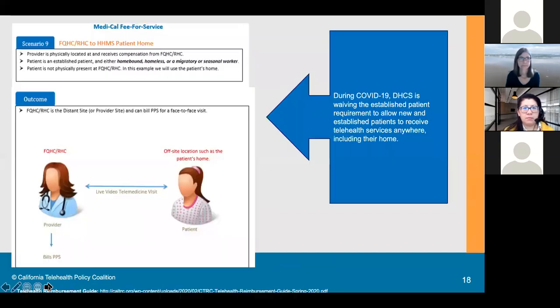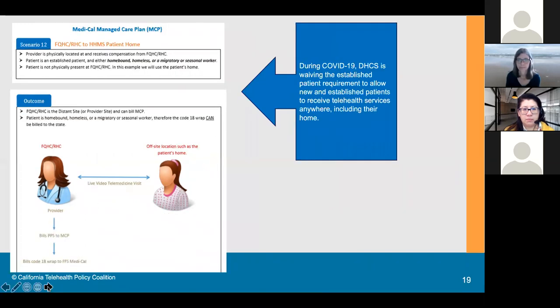Next slide, please. Again, here is a telehealth billing scenario for Medi-Cal in which the patient is located at home. FQHCs and RHCs serving as the distance site are able to bill for these services at the PPS or AIR rate. Next slide, please. And then similar here, a very similar scenario. If you take a closer look at these 2 slides, you'll notice that the first one is for a Medi-Cal fee-for-service patient. And then the second example here is for a patient that is enrolled in a Medi-Cal managed care plan. And so you would bill the managed care plan and then turn around and bill your wrap to Medi-Cal.